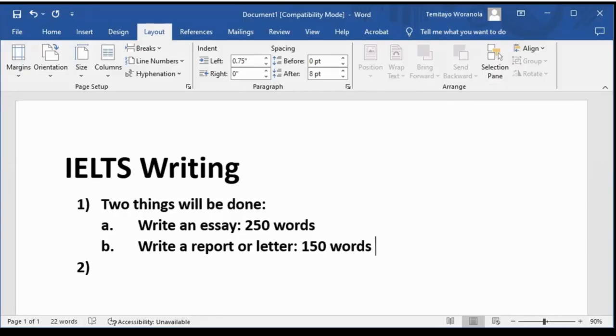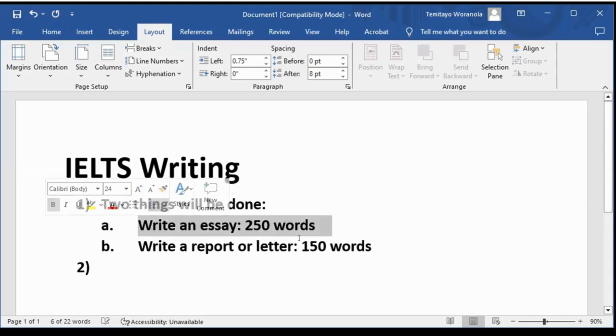Those two things are extremely important. If you write less than 250 words, your score will not exceed 6.0. Just settle that. If you write less than 150 words, your score will be low. But you see, that essay is extremely important. You must not write less than 250 words.